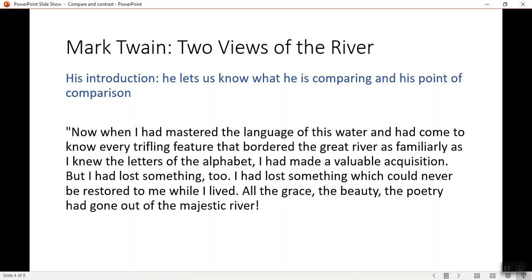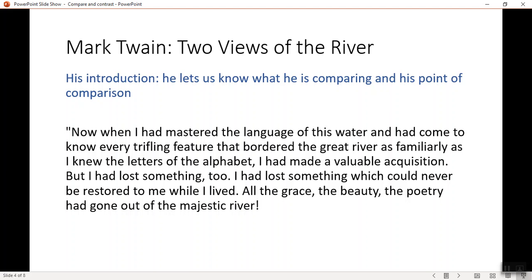And first, we're going to look at his introduction. Right away in the introduction, he lets us know what he is comparing and what his point of comparison is. We know from the context of this essay, which was given to us in the head notes, that this is just a chunk out of a book that he wrote. We know that he is talking about being a steamboat pilot. So here he begins this passage.